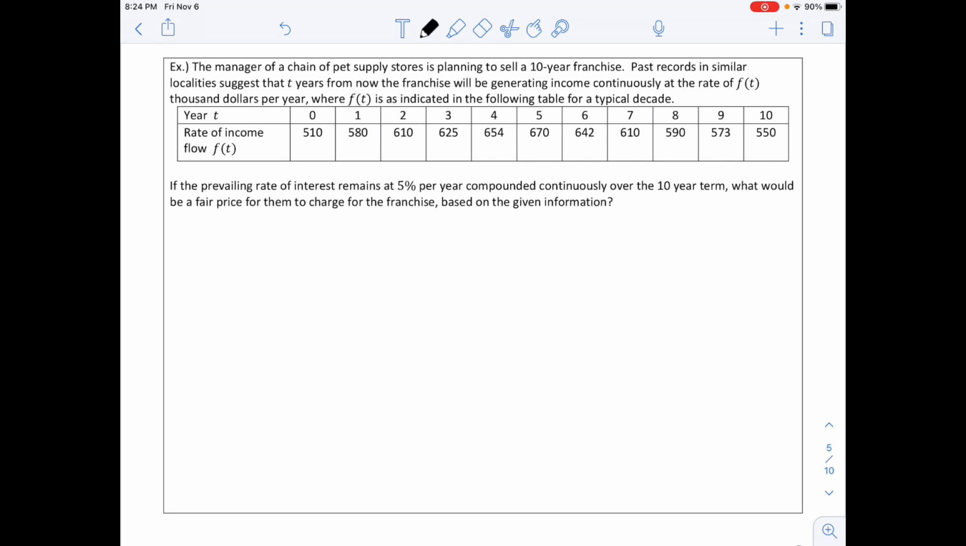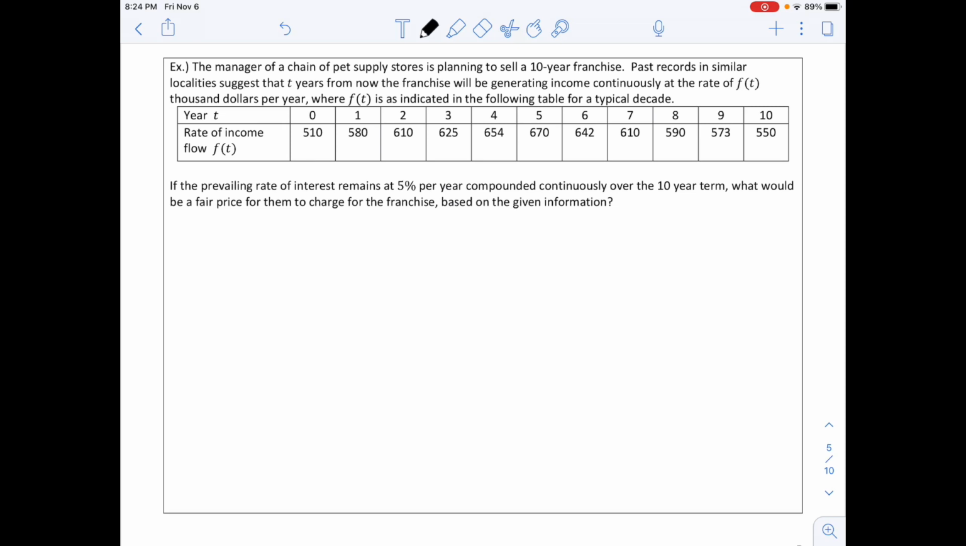The next example says, the manager of a chain of pet supply stores is planning on selling a 10-year franchise. Past records in similar locations suggest that t years from now, the franchise will be generating income continuously at a rate of f of t $1,000 per year, where f of t is indicated in the following table for a typical decade. So you can see we have t, which is our years, and the rate of income flow. It says, if the prevailing rate of interest remains at 5% per year compounded continuously over the 10-year term, what would be a fair price for them to charge for the franchise based on the given information?